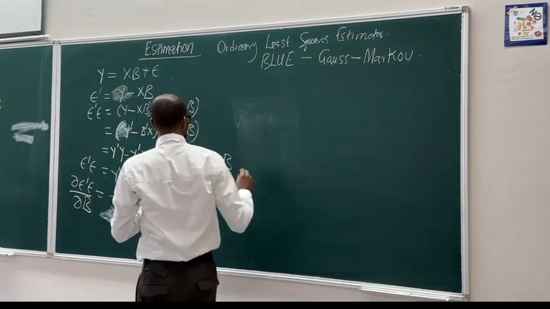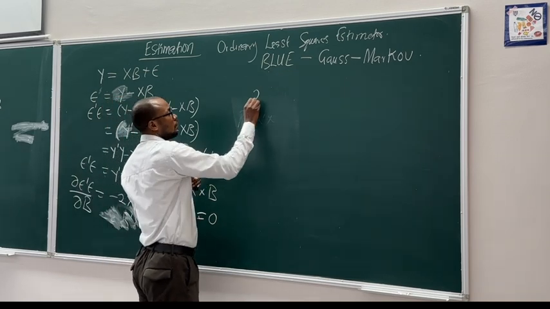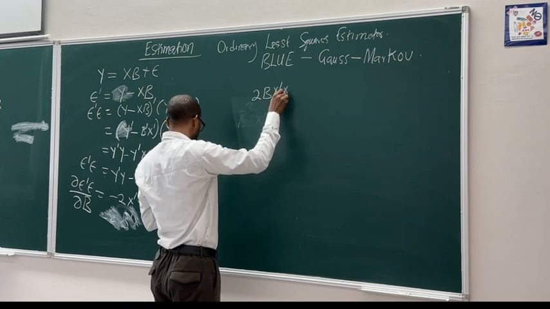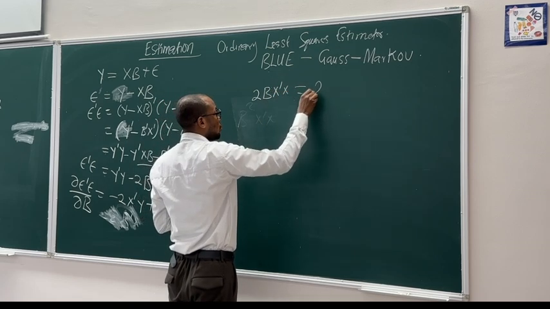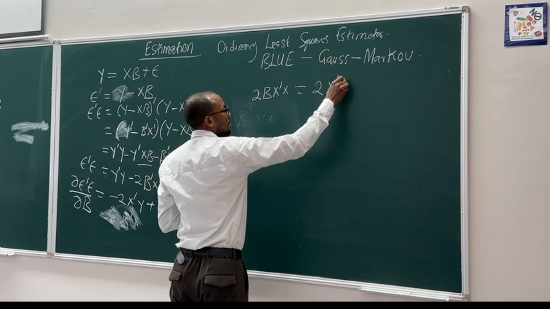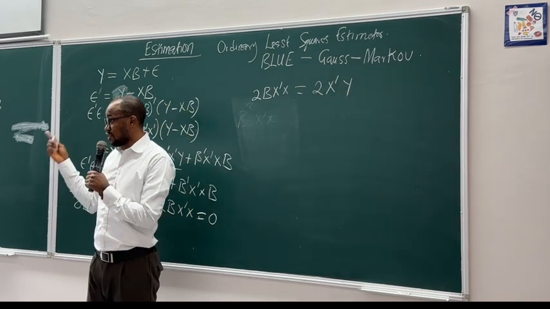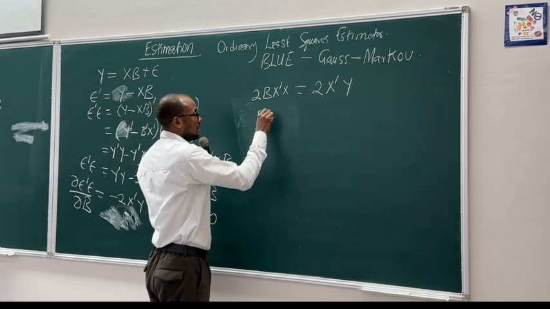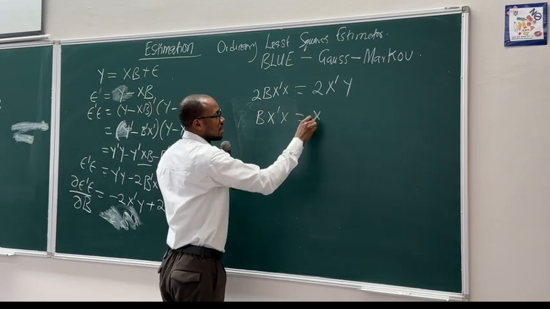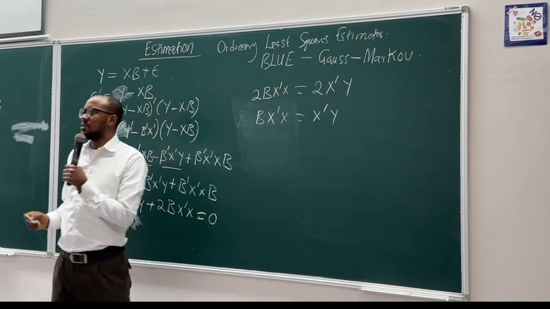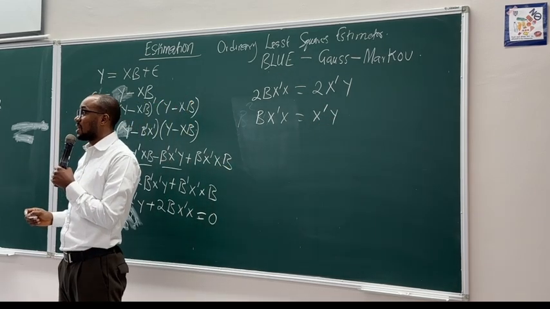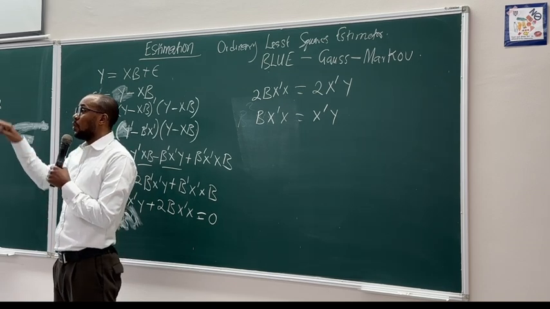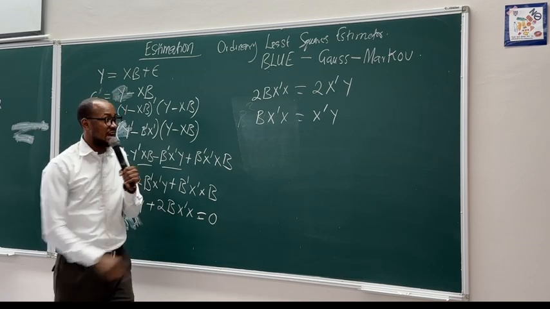Okay, now this is going to give us beta x prime x equal to 2 x prime y, right? The 2 is on both sides of the equality, it can go away, right? Okay, so we are left with what? B x prime x equals x prime y. So how do we make b stand alone? To make b stand alone, we need to find the inverse of the matrix, right? We need to multiply both sides by the inverse of what?